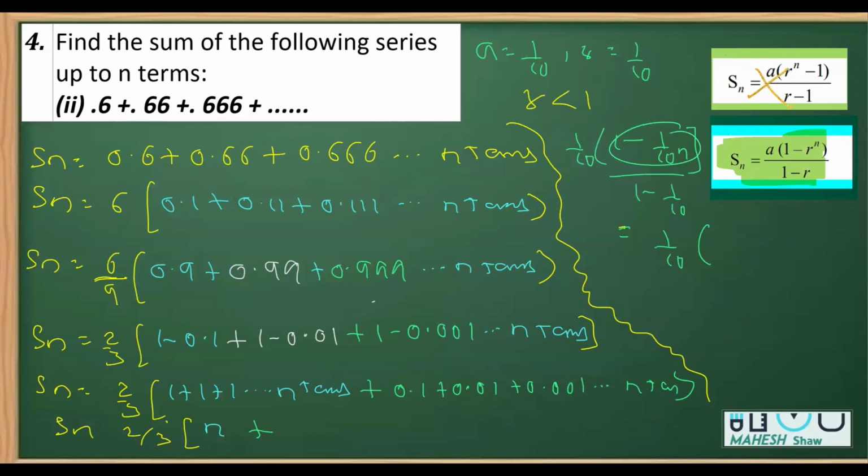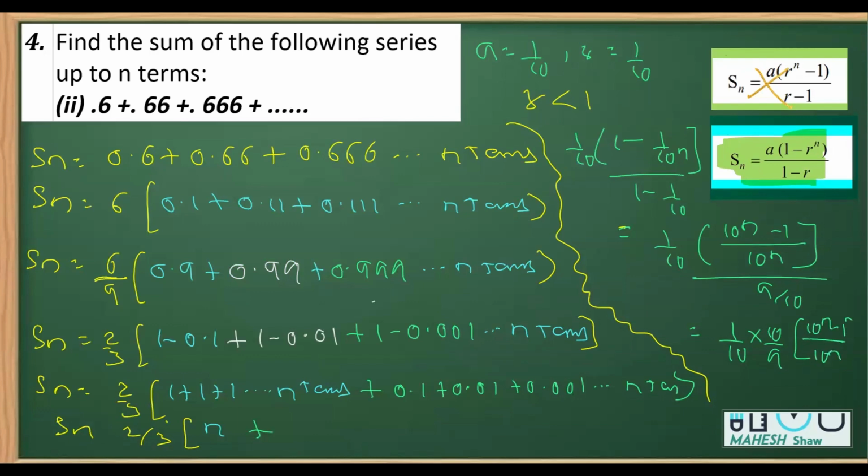Now taking LCM here, I'll get 10 raised to the power n. This is 10 raised to the power n minus 1, divided by this, which is 1 minus 1 by 10, that is 9 by 10. All right. So now for further simplification, let's solve it one more step. This is 1 over 10 divided by a number, which is the same as multiplying with the reciprocal. So I can write this as 10 over 9 and bracket this whole thing inside, that is 10 raised to the power n minus 1 over 10 raised to the power n.